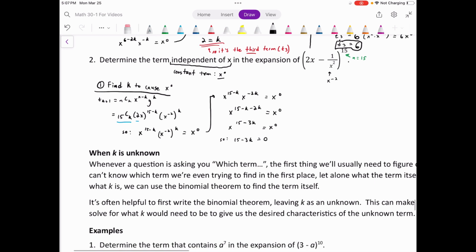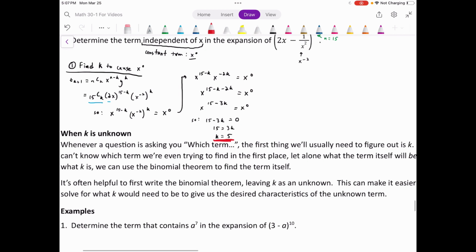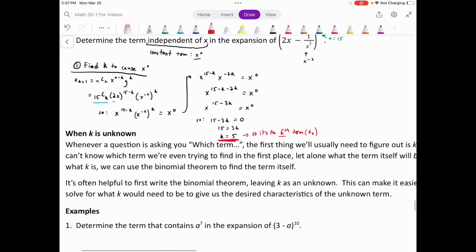So add 3k to both sides, divide both sides by 3, and we get that k needs to be 5. So we're expecting our constant term to happen when k is 5. Which term number is that? It is the 6th term, right? So it's the 6th term. We're looking for T6, right? So the constant term should be T6 if we did that correctly.